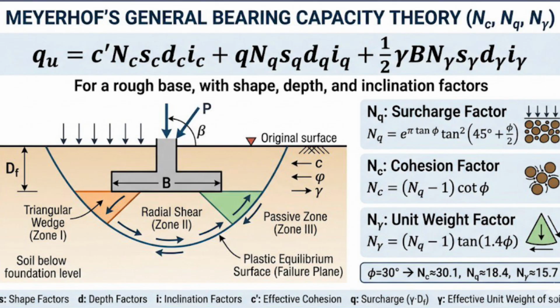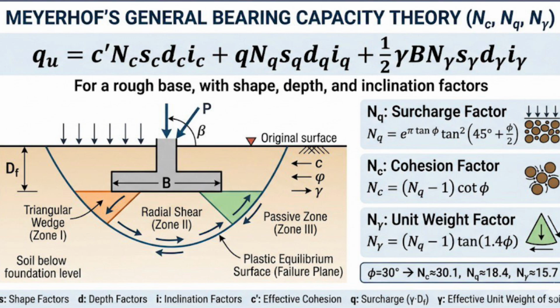In his model, these factors act as multipliers that scale the three primary components of resistance: cohesion, surcharge, and the self-weight of the soil, to provide a comprehensive picture of the ultimate bearing capacity, Qu. The factor Nq is arguably the cornerstone of Meyerhof's work, representing the resistance generated by the soil's surcharge. Meyerhof defined Nq using the formula e to the power of pi tangent phi, tangent squared of 45 plus phi over 2, which accounts for the soil's ability to lock together under pressure.